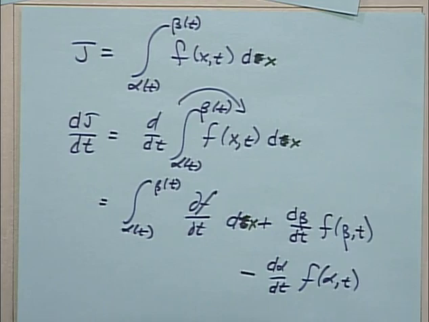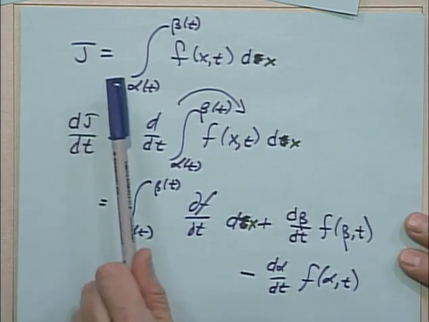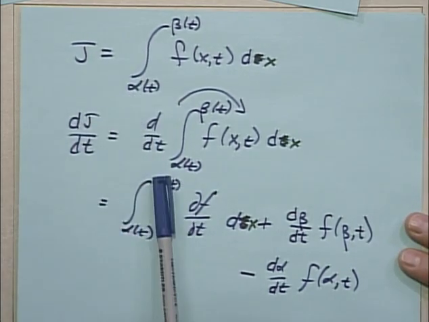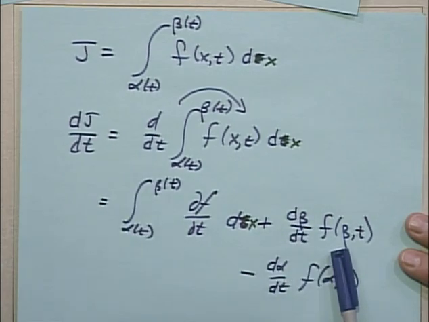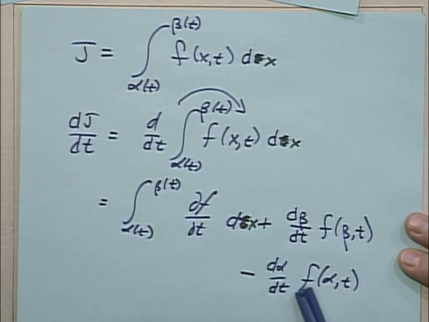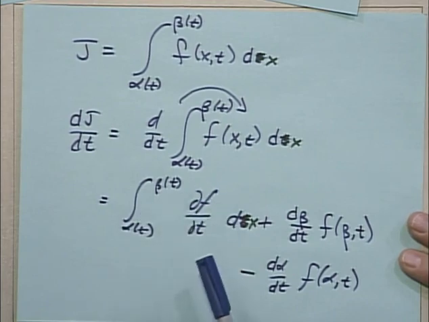So Leibniz rule tells us how to take the derivative of an integral. If these are constants, this rule still holds, in fact, because d beta dt is 0, this term goes away. D alpha dt is 0, this term goes away, and we get our original result, which is that you just take the total derivative inside to the partial.